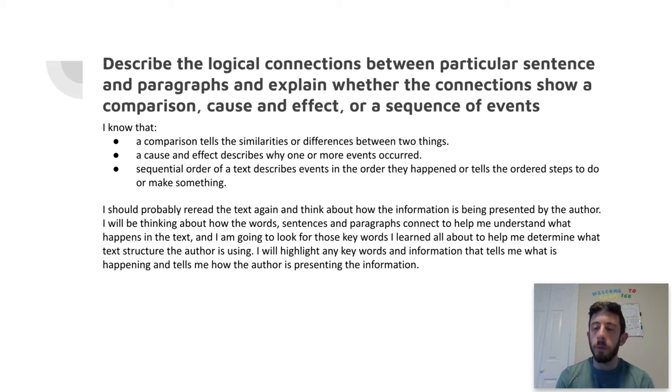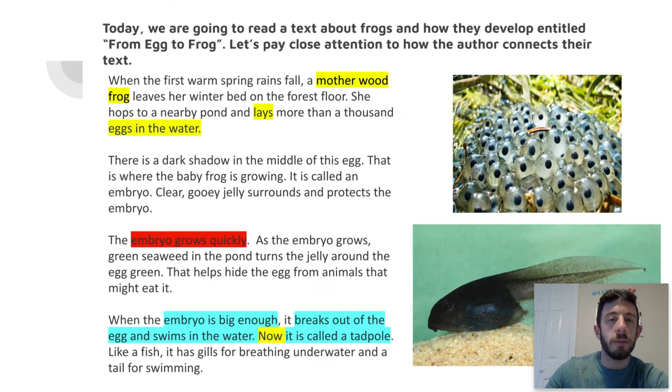So you should probably reread the text again just to double check and think about how the information is being presented by the author. And I'm going to think about how the words, the sentences, and the paragraphs connect to help me understand what happens in the text. And then I'm going to look for those key words I learned all about to help me determine what text structure the author is using. I'm going to highlight keywords and information that tells me what's happening and then tells me how they're presenting the information. So let's take a look here.